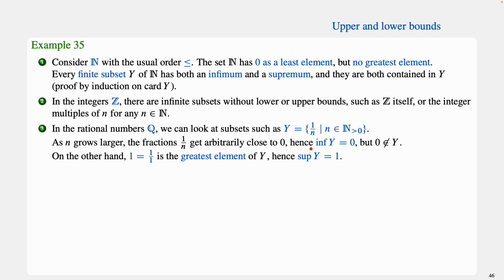And yeah, to prove this, you would have to use some of the techniques you learn in analysis. But it's easy to believe, so we just accept it here. And as for the supremum of y, we have the element 1, which equals 1 over 1, so it's clearly an element of the set y if we plug in the number 1 for n. So this is the greatest element of y, and hence also the supremum of y.